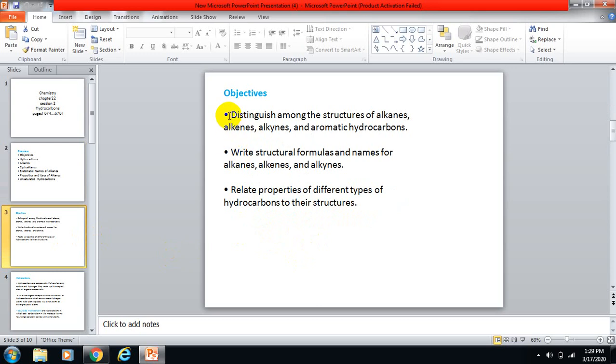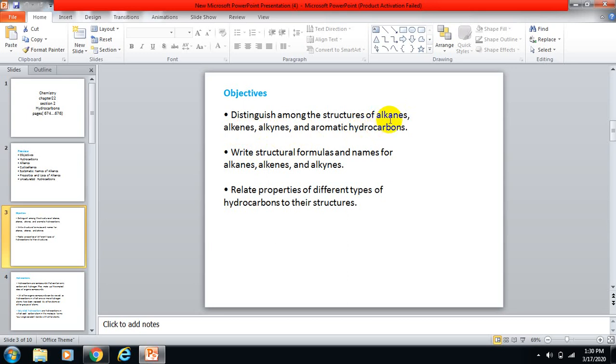In the objectives, we have to distinguish among the structures of alkanes, alkenes, and alkynes. Now look at the names: A-N-E for the alkanes, E-N-E for the alkenes, and Y-N-E for the alkynes. Are you getting my point? And aromatic hydrocarbons. Look at the A-N-E, E-N-E and Y-N-E endings. Is there any difference? Yes.